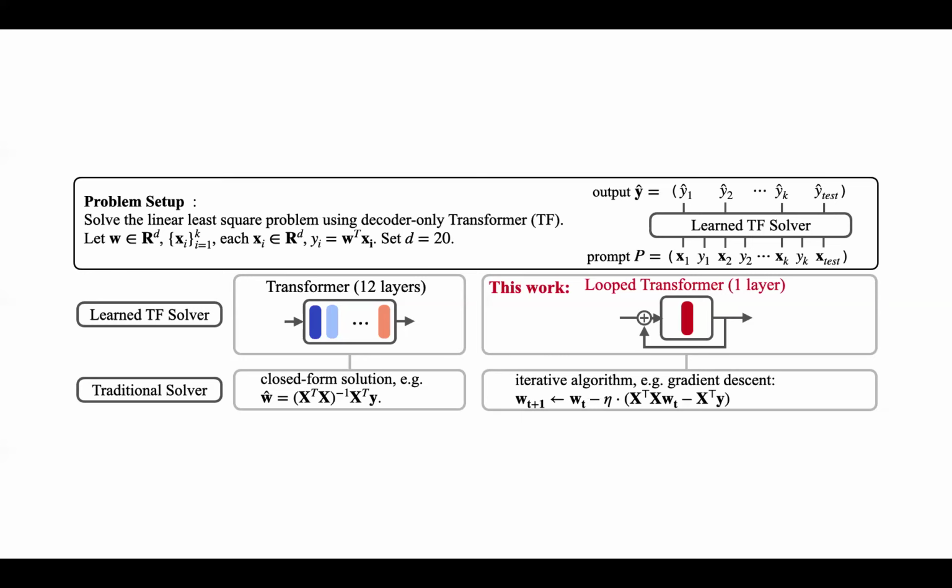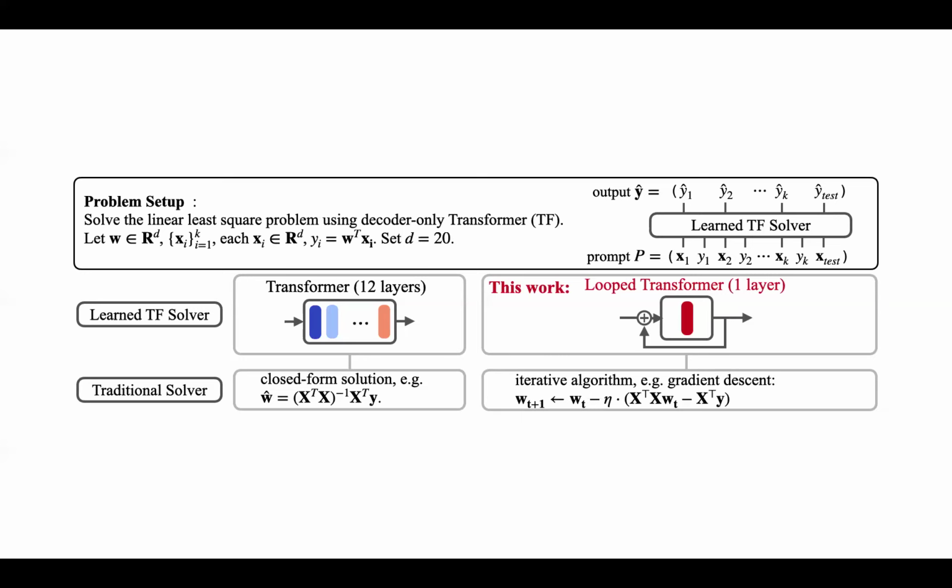Another question. We know that you can use one layer to perform gradient descent, and you use this iterative algorithm to perform multiple iterations of gradient descent. But then why do we need this residual connection? So you're talking about this. I will talk about this later, why we have this residual connection.